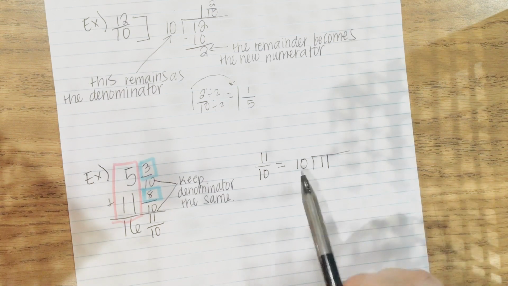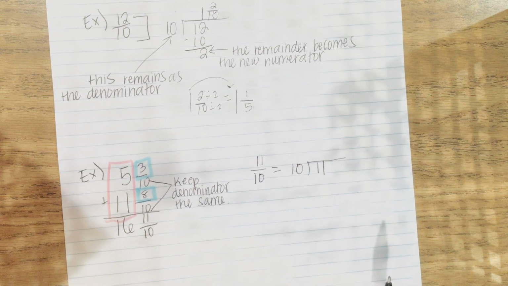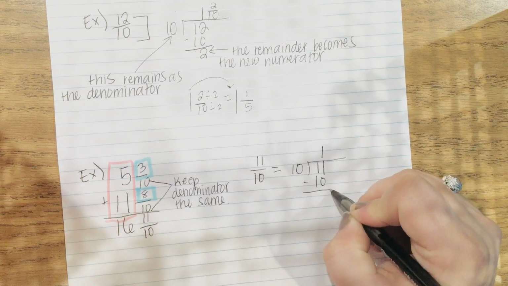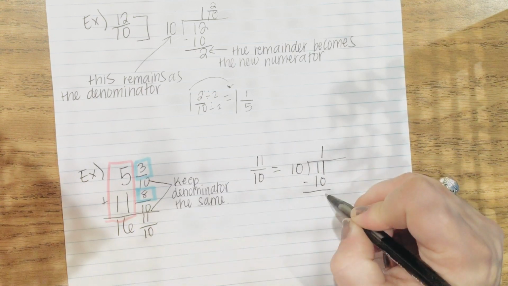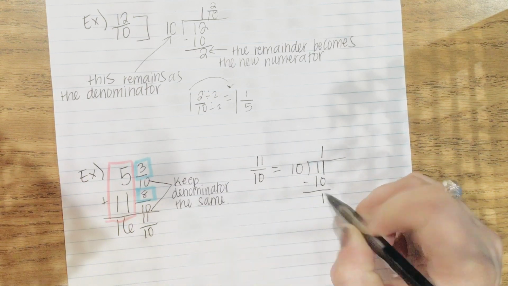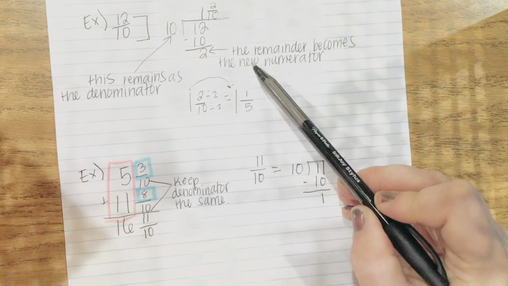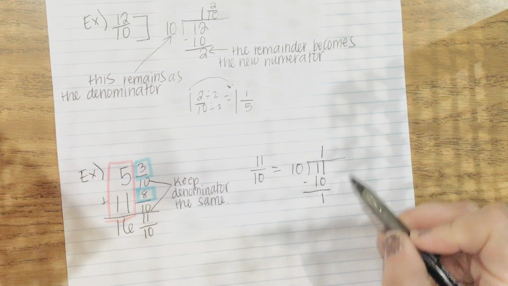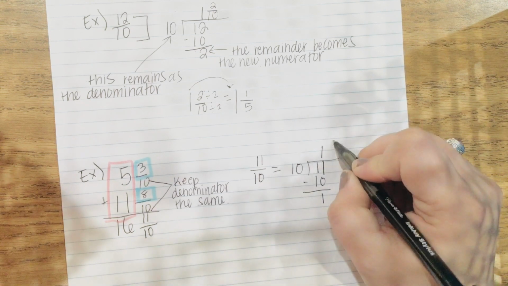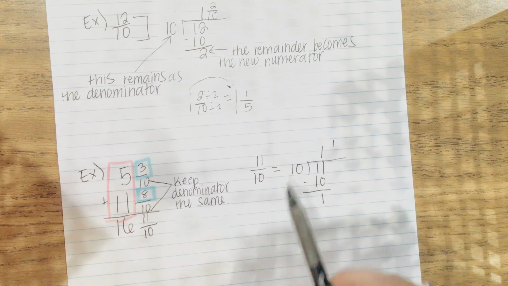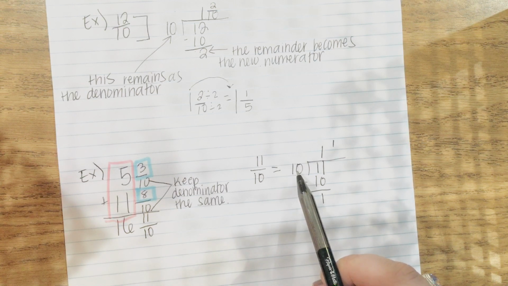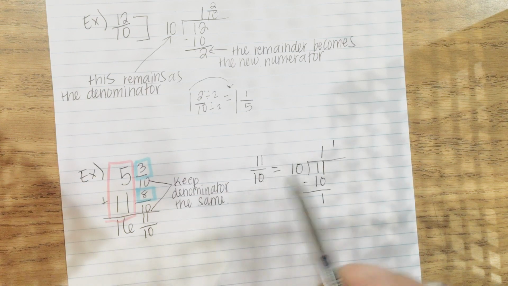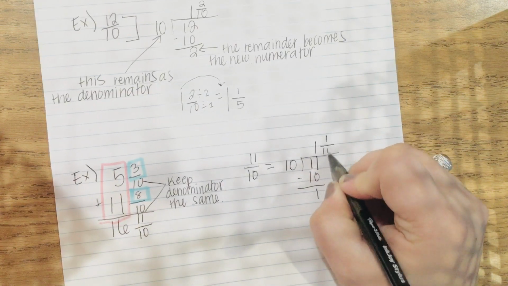Okay, so how many times can 10 go into 11? Well, 1 time. And I know 11 minus 10 is 1. Remember what we said up here. The remainder becomes the new numerator. Okay, so I'm gonna bring this one up to the top. And then remember what we said. Our divisor remains the same. Just like our denominator, we're gonna keep it the same.